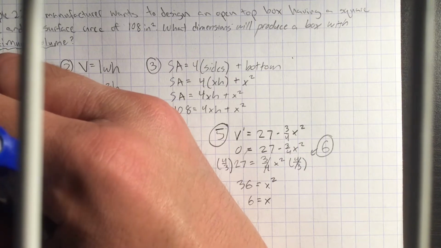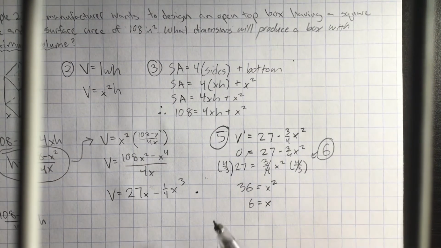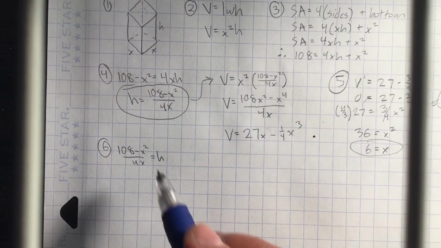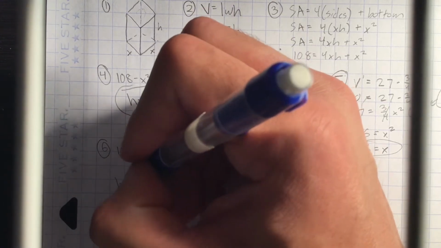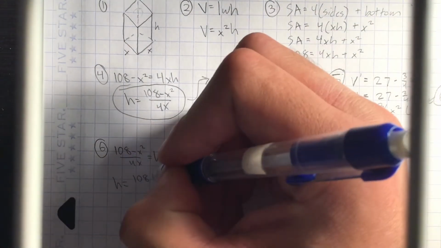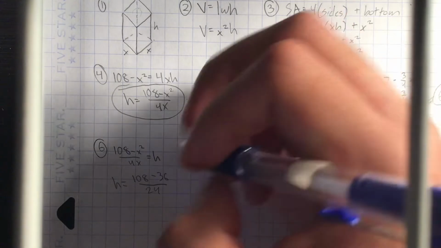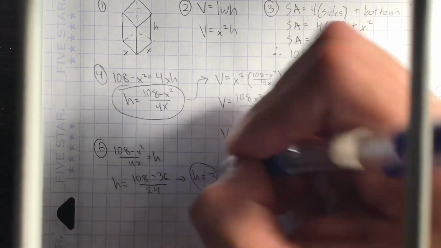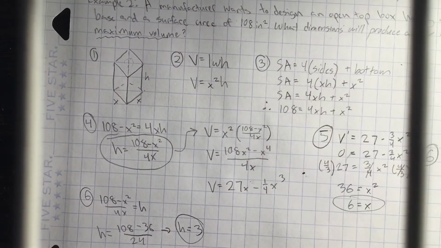minus x squared over 4x equals h. So if we plug the x we just found right here, we can solve for h over here. So h equals 108 minus 6 squared, which is 36, over 24. And if you work that out, you get that h equals 3. So we got our x, we got our h. So we have the dimensions for the rectangular prism.